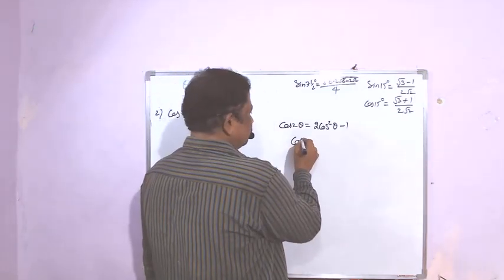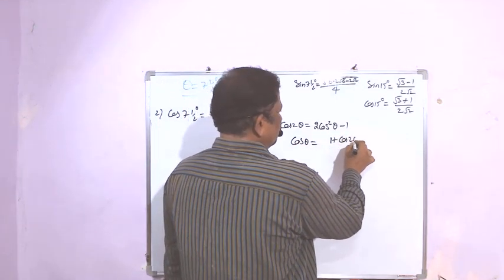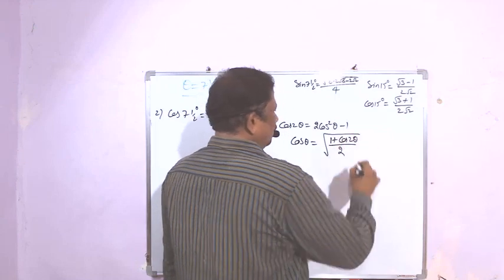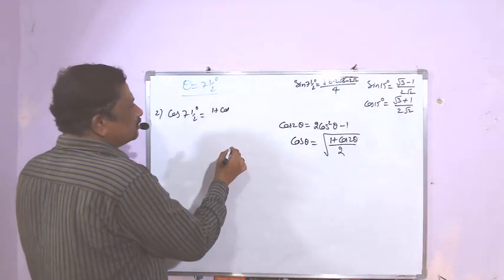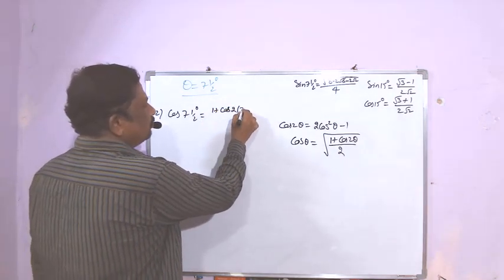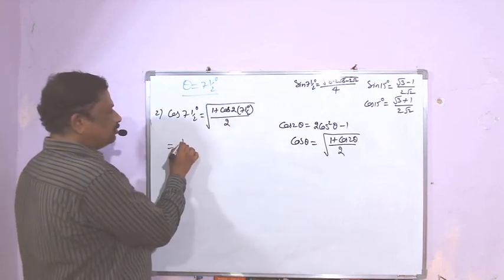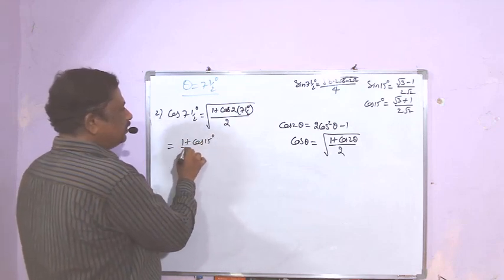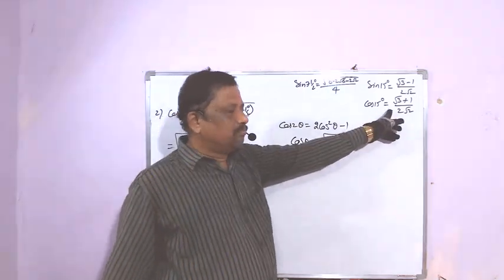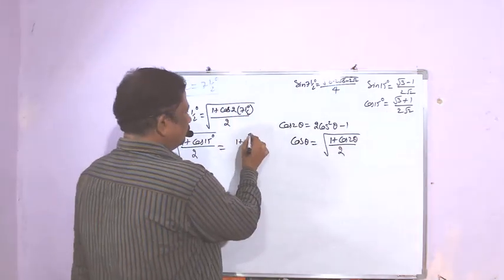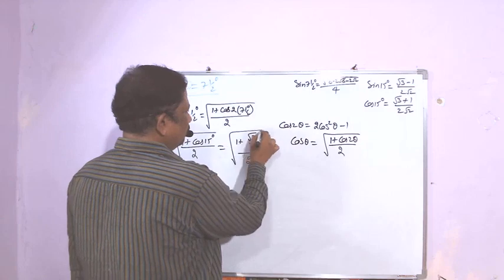So cos theta is equal to 1 plus cos 2 theta divided by 2, total under root. Apply that formula. 1 plus cos 2 into 7.5 degrees divided by 2, total under root. 1 plus cos 15 degrees by 2. 1 plus cos 15, root 3 plus 1 by 2 root 2, divided by 2.